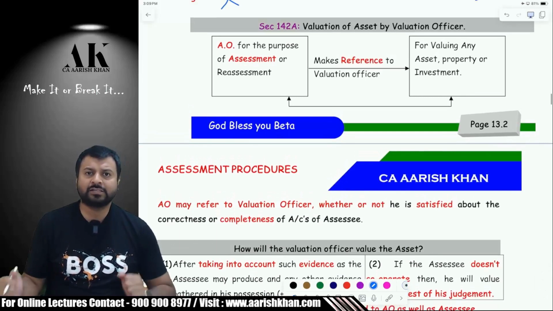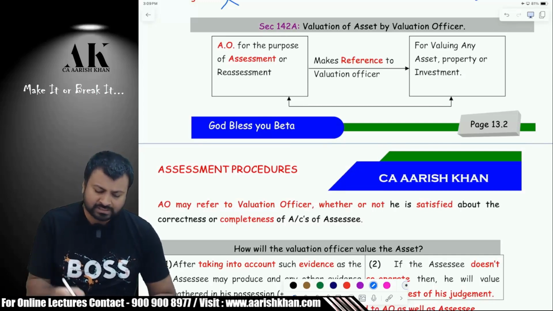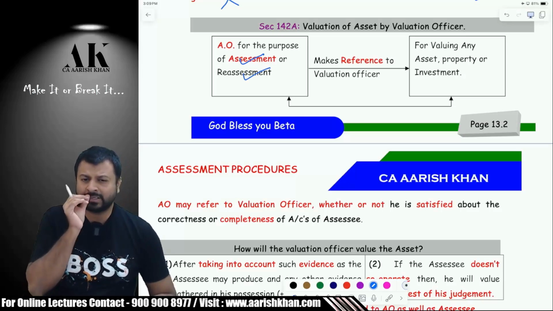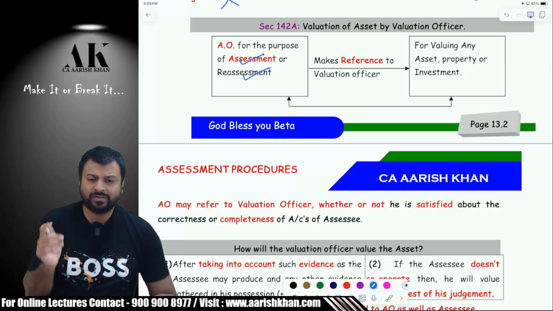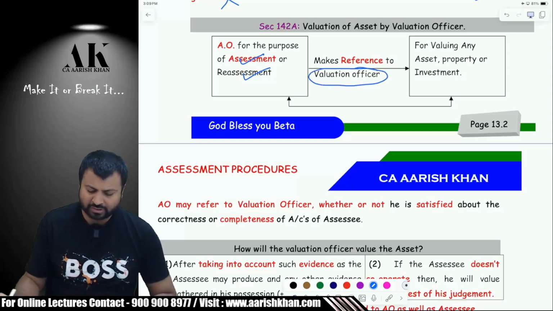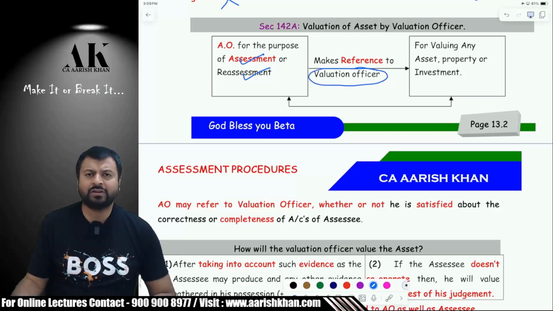The next section, the next power, 142A, valuation of asset by the valuation officer. The AO is doing your assessment or reassessment. Now the AO is not understanding the valuation of certain assets, certain property and certain investments. So he can make a reference to the valuation officer, who is a registered valuation officer, and that valuation officer will do the value of your asset, property, investments.